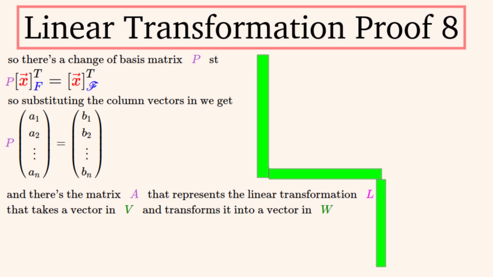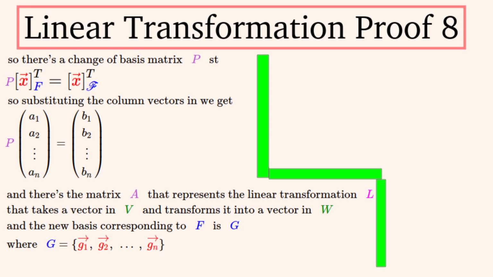So there's a matrix A that represents the linear transformation L. It takes a vector in V and multiplies it on the left to give a vector in W. And this is the basis for the new vector. It's called G, and it contains all these vectors. And this is the equation that describes what matrix A does.